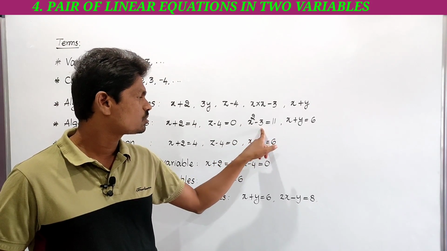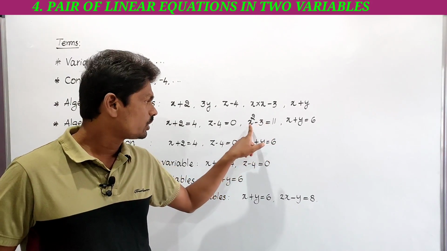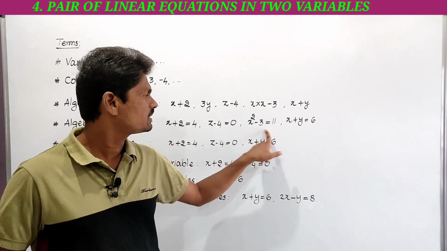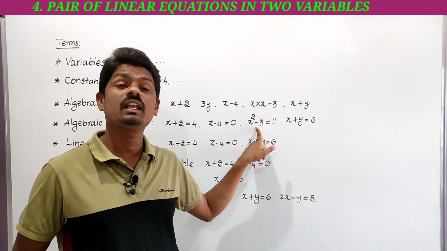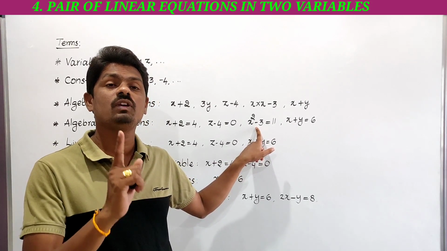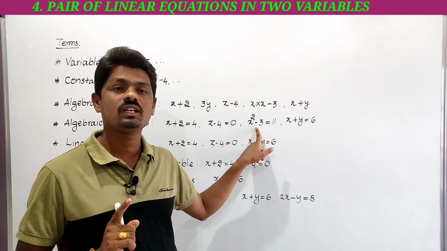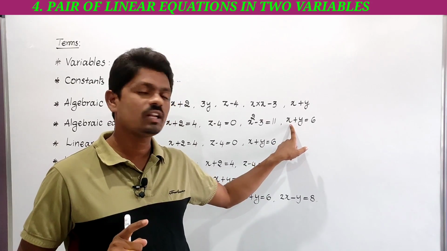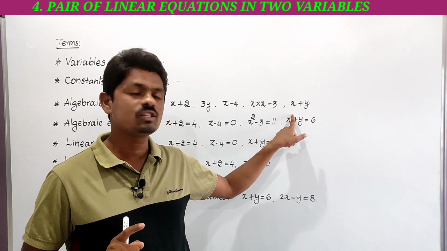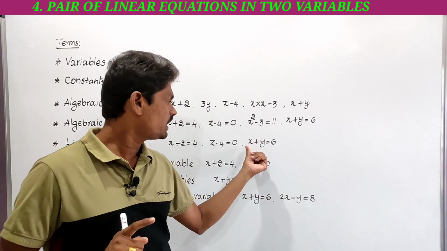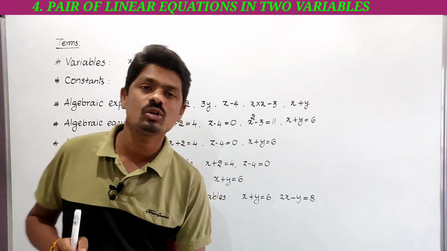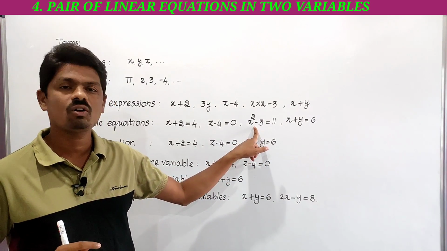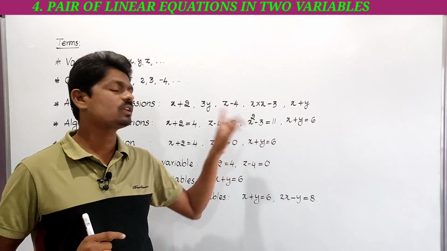Coming to the third one, x square minus 3 equal to 11. Here the variable is x, but its power is 2, hence it is not a linear equation. The powers of the variables must be equal to 1, then only we can say they are linear equations. x plus y equal to 6. Here there are two variables, the power of x is 1, the power of y is also 1. Hence x plus y is equal to 6 is also a linear equation. So these three are linear equations, but the other is not a linear equation since its power is 2.